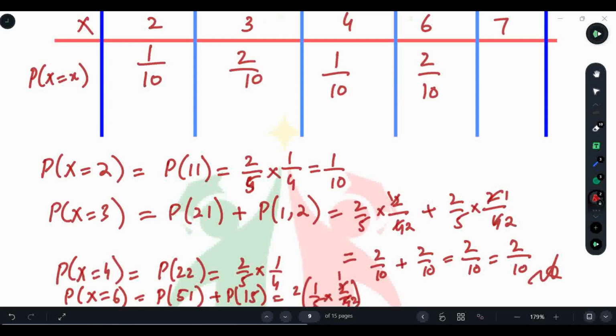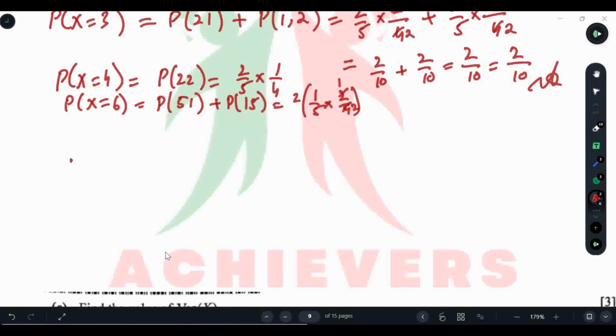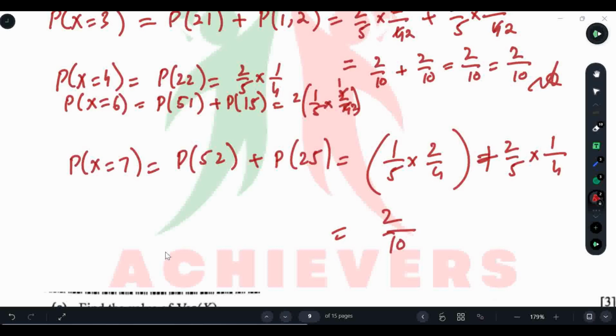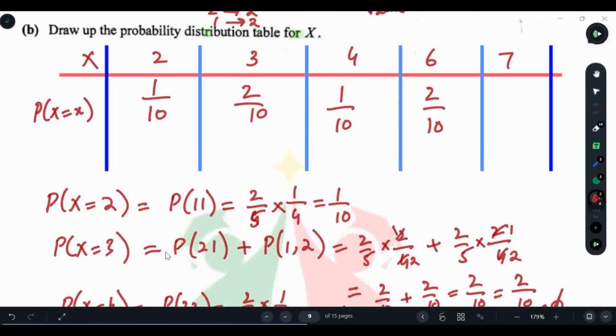We have two possibilities. We can have probability of x equal to 7 equals probability of 5 and 2 plus probability of 2 and 5. Which means we can write it as 1 by 5 multiplied by 2 by 4, and for the second one we will have the same scenario, plus 2 by 5 multiplied by 1 by 4. If we simplify it, we will get 2 by 10. Now let me write it over here that the probability for this one will be 2 by 10. I hope that the concept is clear.